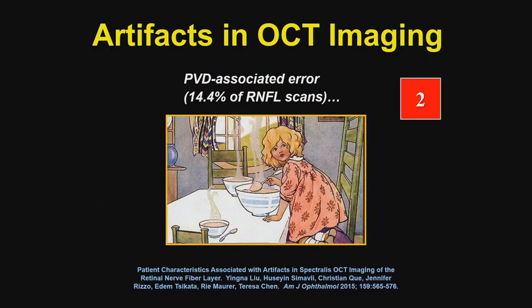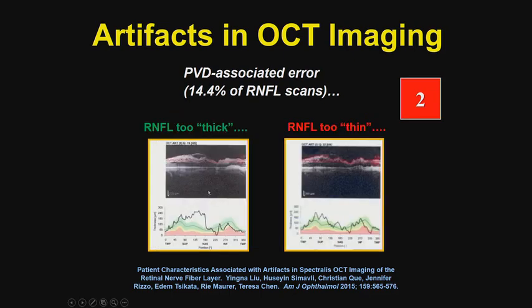So number 2, very common to see PVDs in our scans, in about 14% of scans. And I call this the Goldilocks artifact because, as you know, Goldilocks had porridge that was too hot, too cold, and then just right. So similarly, nerve fiber layer thickness measurements with a PVD can artifactually be too thick.